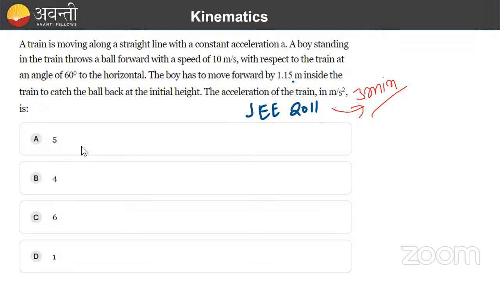It is so hot, yaar. Stay hydrated, everyone. Keep a bottle beside yourself. Keep on having water. Health is wealth. Everything is secondary.